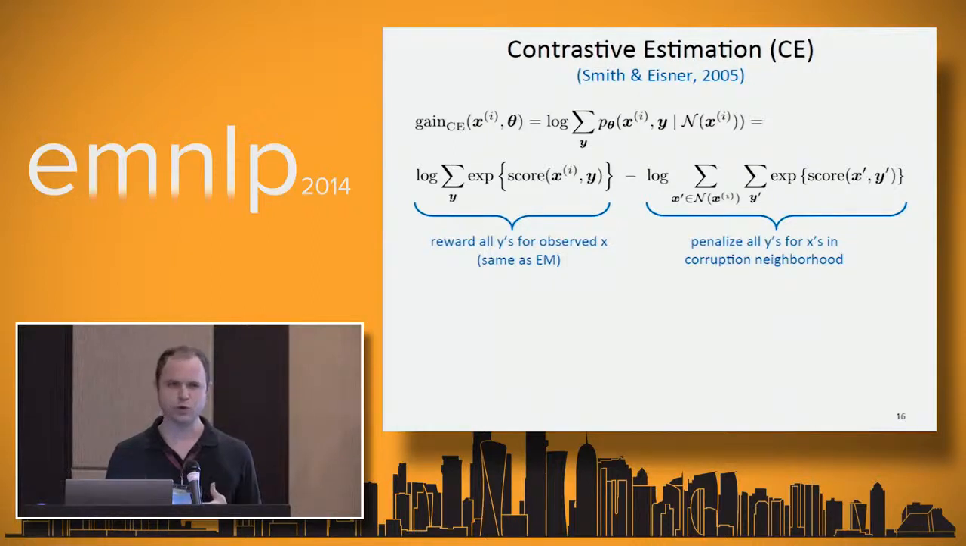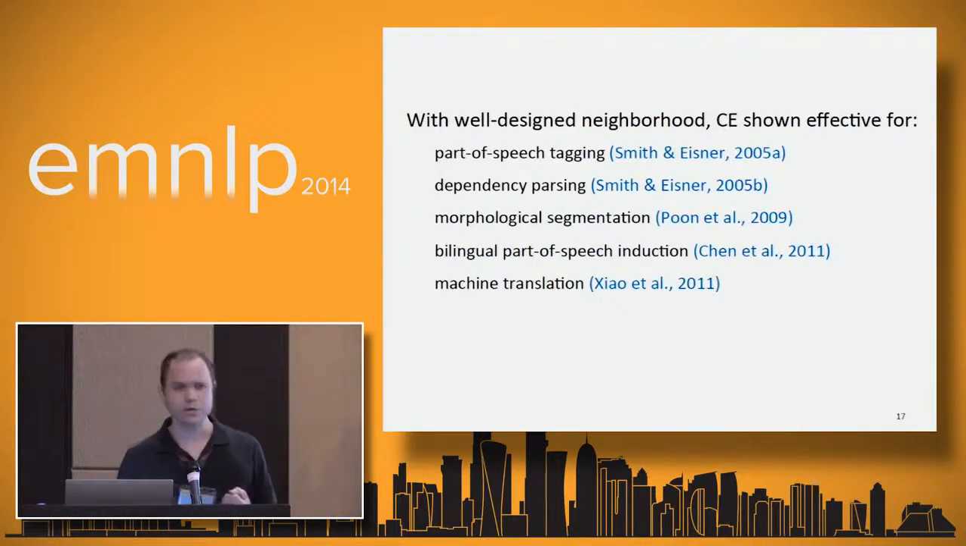In practice, you choose something smaller for the corruption neighborhood, something suited for your task or for your data set. And with a well-chosen neighborhood, CE has been found to work well for several tasks.